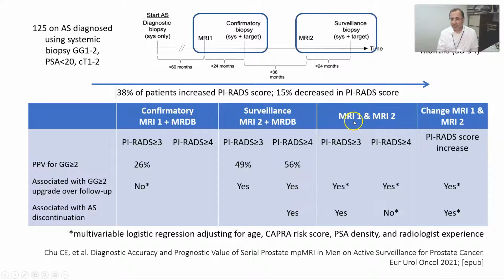And in fact, if you had the same abnormality on the MRI before and on surveillance, you can see that it predicts for higher grade in the future and discontinuations. And any change that occurred between your baseline MRI and your follow-up MRI was also predictive of poor long-term outcomes. In other words, MRI in the follow-up of active surveillance is prognostic of a poor outcome in the future.